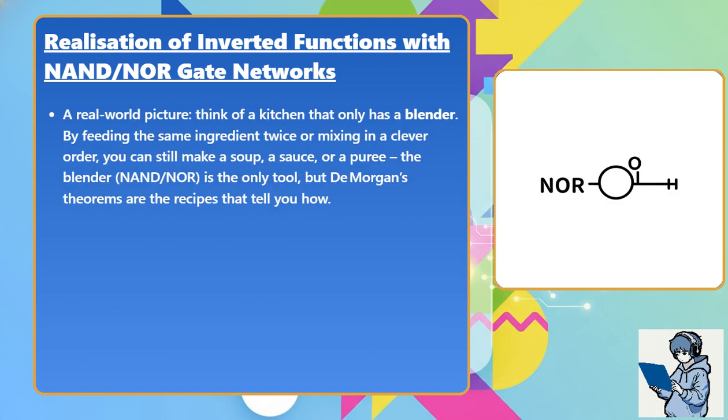A real-world picture. Think of a kitchen that only has a blender. By feeding the same ingredient twice or mixing in a clever order, you can still make a soup, a sauce, or a puree. The blender, which represents NAND or NOR, is the only tool, but De Morgan's theorems are the recipes that tell you how.